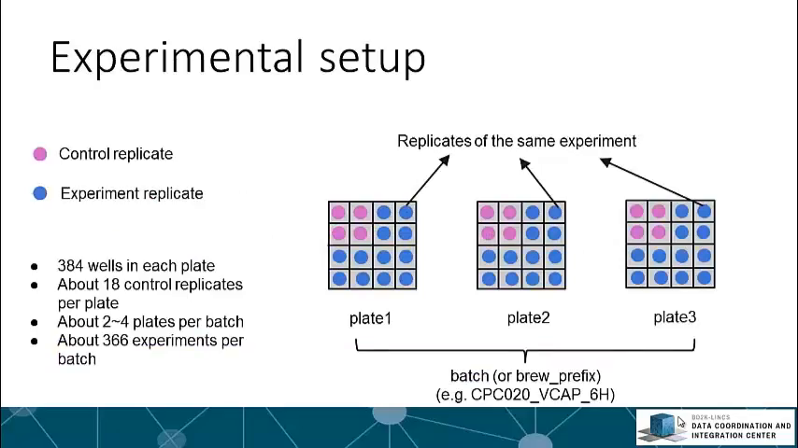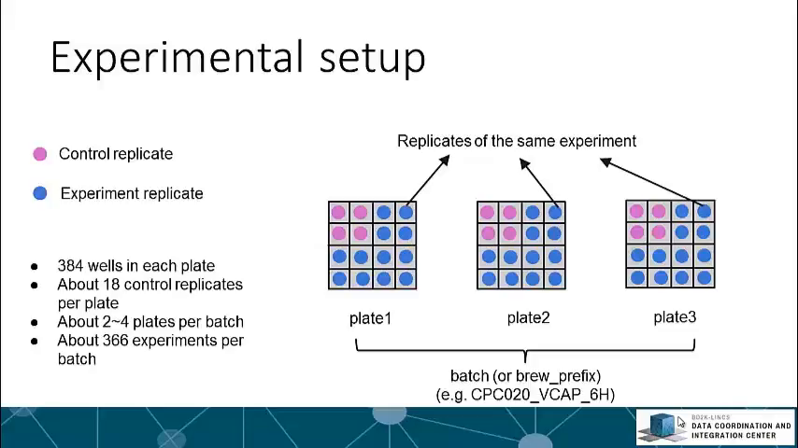The previous slide is the protocol of how a sample is measured in each well. Hundreds of experiments are measured simultaneously on a 384 well plate. This slide shows the common experimental setup. About 360 experiments are normally measured together in a batch. Each experiment has 2 to 4 replicates. The figure shows a batch of experiments with 3 replicates. The red circles are control replicates and the blue are experiment replicates.